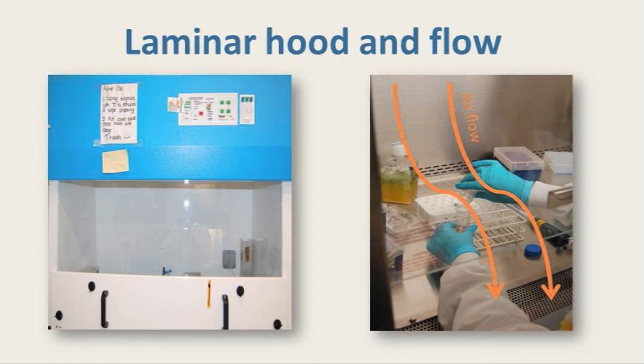The laminar hood allows the maintenance of a constant and stable flow of air, which simply means filtered air can flow in multiple directions, horizontally and vertically. The important point to remember is that the vertical airflow shown in the picture flows from the top of the hood onto the work surface and recirculates, providing protection to the user and the cells.